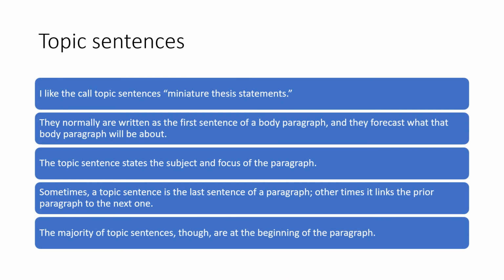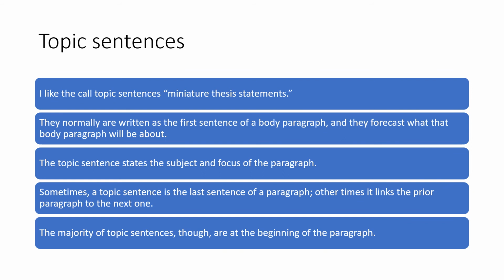Okay, next we move to the topic sentences, which is the third of the 3 T's. Remember, we had titles, we had thesis statement, and now we have topic sentences. And I like to call the topic sentence a miniature thesis statement, because what they do is they forecast what the body paragraph will be about. They're specifically about that body paragraph, and it states the subject and focus of that paragraph, just like a thesis does for the whole essay.